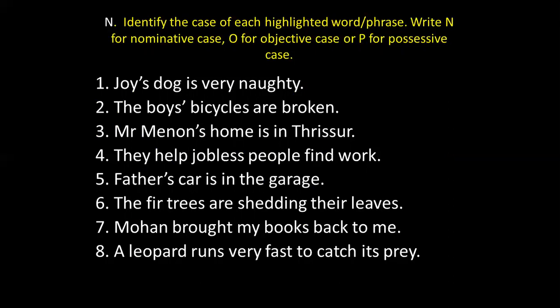So, in the following sentences, let us identify which case the words are in. Identify the case of each highlighted word or phrase. Write N for nominative case, O for objective case, P for possessive case. Joy's dog is very naughty. In this, Joy's has apostrophe S, therefore it is in possessive case.